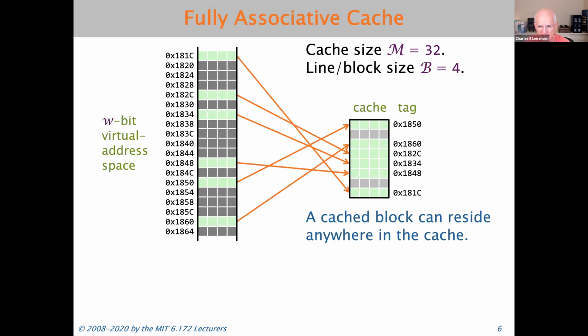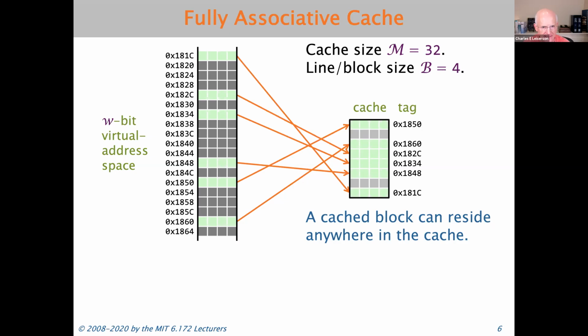So suppose that we have a W-bit address space. Most contemporary machines have W equals 64. And in this toy example, I'm showing the virtual memory on the left and the cache on the right. This toy cache has size M equals 32 bytes, and its line and block size is B, which is 4. So the total number of blocks that fit in the cache is 32 over 4, which is 8.